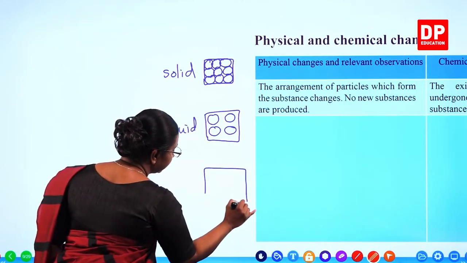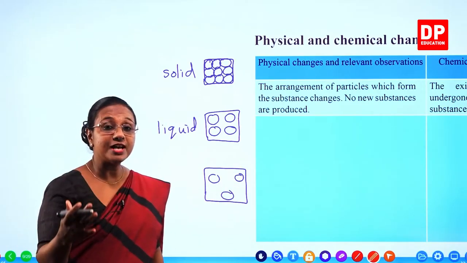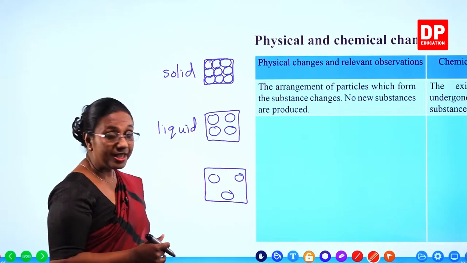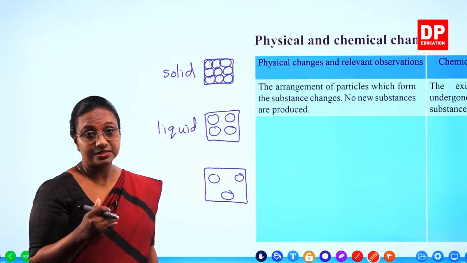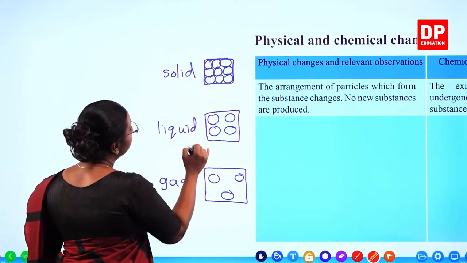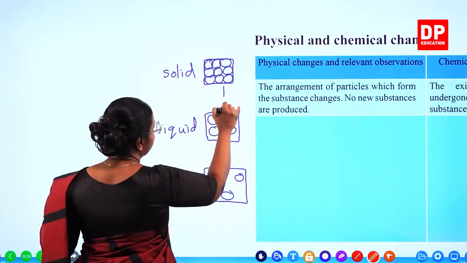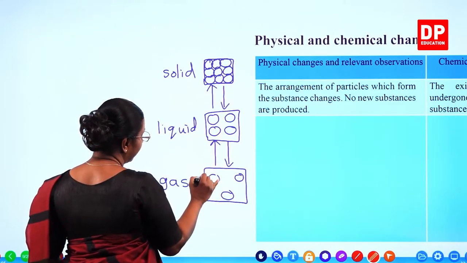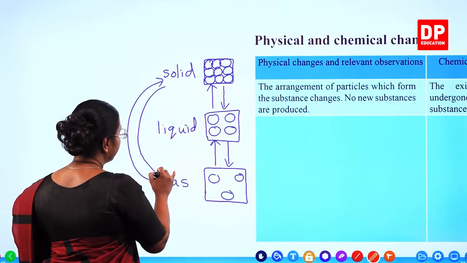Then if we take the gases, there of course the particles are randomly arranged. They always undergo random motion. Free random motion, and there is a lot of space between the constituent particles and very less attraction between the particles. So that is the gas state or gaseous state. So when you go from solid to liquid, there is a rearrangement of particles. So it can be solid to liquid, liquid to gas, again gas back to liquid and gas back to solid, or it can be from gas to solid as well as solid to gas as well.